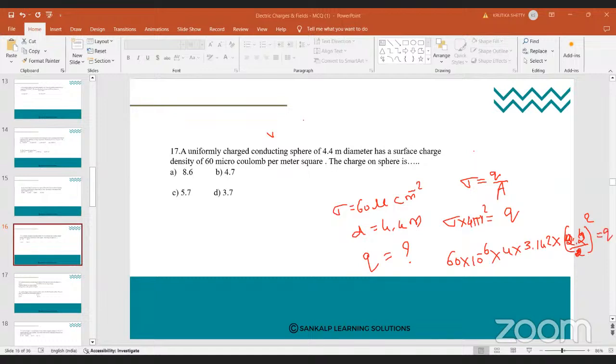So just check what answer you are going to get, students. A, B, C, D. So 2.2 square is there. Some students will not do the square. If you do not square, the answer comes out wrong. So do it properly.